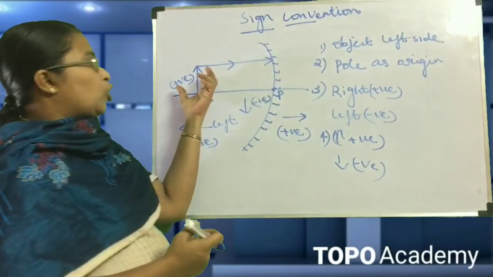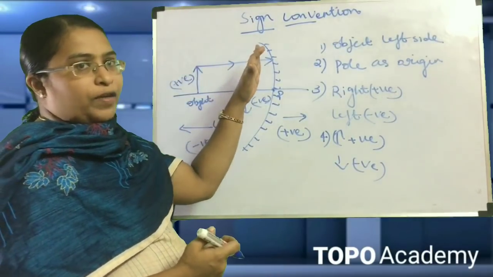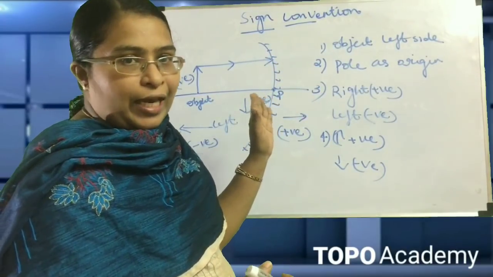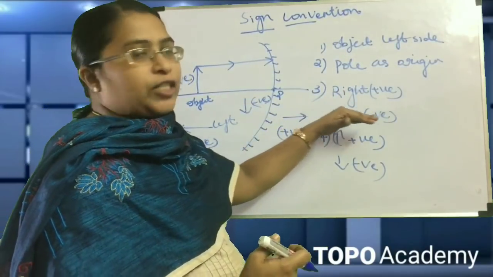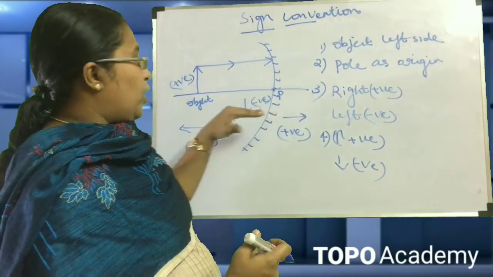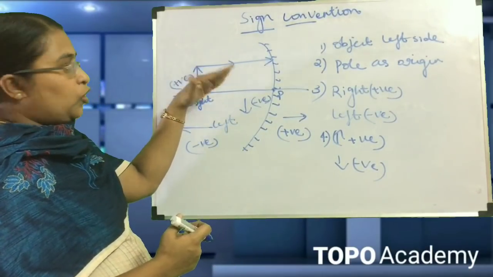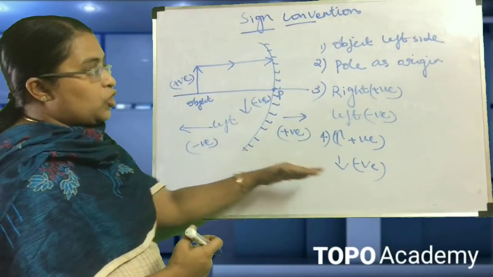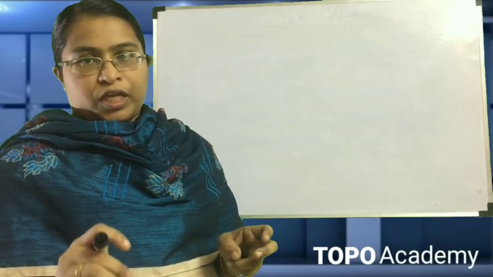First one, the object should always be placed on the left hand side of the mirror and the incident light is always coming from the left hand side of the mirror. And for all the measurements, the pole is taken as the origin. The measurements taken to the right side of the pole are taken as positive and to the left side they are taken as negative. The measurements taken in the upward direction to the principal axis are taken as positive and in the downward direction they are taken as negative. Next we have to see some terms related to the spherical mirrors.